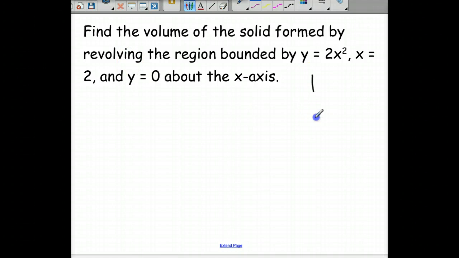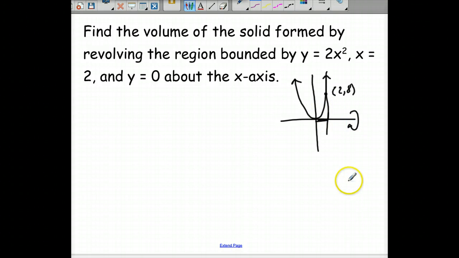Okay, find the volume of the solid formed by the same 3 functions, y equals 2x squared, x equals 2, so again we have 2, 8, and y equals 0. So the same region here. This time we're revolving around the x-axis. So notice this is just a disk method because our region is completely laying on the axis of revolution. So top minus bottom, and square that whole thing.